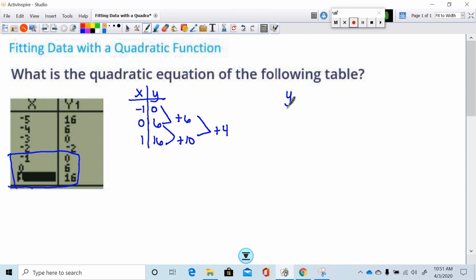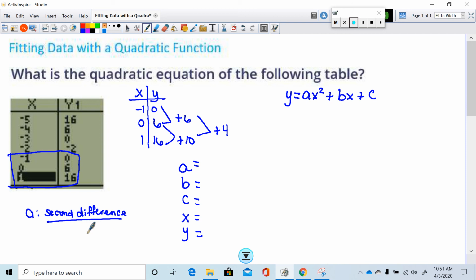So the quadratic parent function is y equals ax squared plus bx plus c. I'm going to make a list with a, b, c, x, and y, because those are the components in my equation. Now how to find a: a is the second difference divided by 2. My second difference for this equation was 4, and 4 divided by 2 is 2. B we don't know right away. C is the y-intercept, the number when x equals 0. That's why I said we wanted x is 0 as one of our points. The number with that is 6, so that's c.